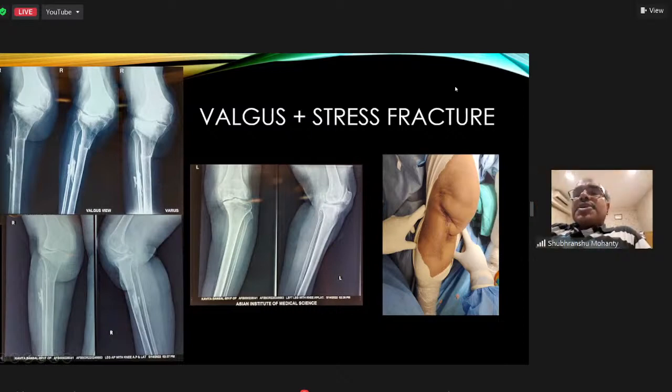I will see whether the scar is matured or not. If you can pinch the skin and lift the skin away from the subcutaneous tissues, that means the scar is matured and it is unlikely that you will develop skin problems. But if the scar is not matured, then we can go through the same approach. But if it is a matured scar, I will still prefer an anterior midline.